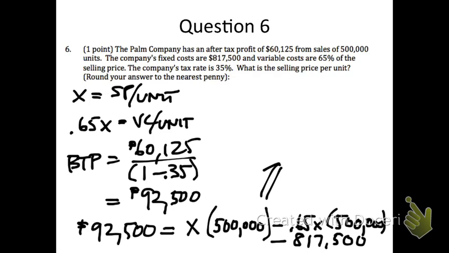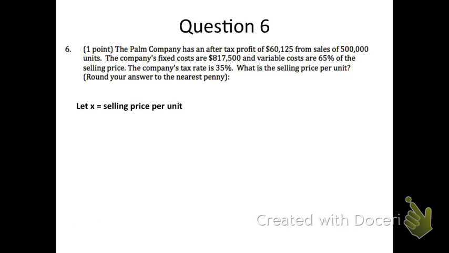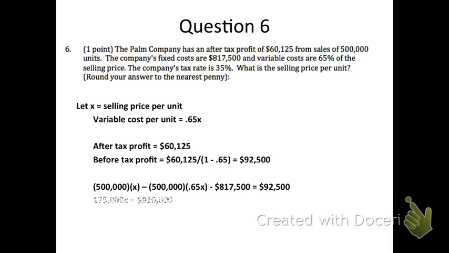And if we solve this for X, it gives us our answer of $5.20 per unit. So always remember that you can use that operating income equation, and you can pretty much solve just about any cost volume profit problem that we have. And so you'll see on the slides that you actually have this solution.